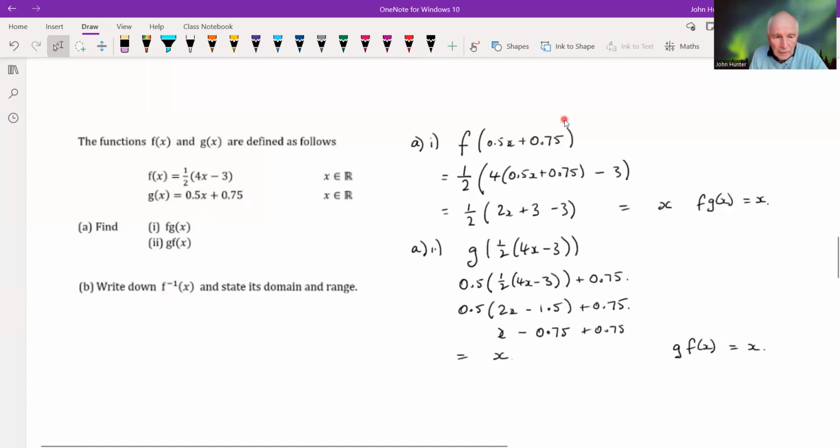So that's what we've done, and so the inverse of f is therefore g. So if we just put down here f minus 1 of x, we don't need to go through our process of actually reversing the order of things that we've done. We just know that from what we've done here. So f inverse of x is going to be g, which is 0.5x plus 0.75. Okay.